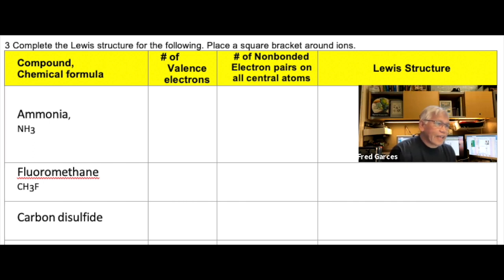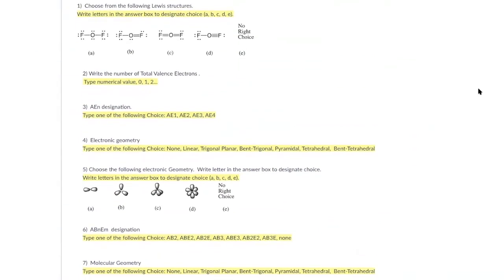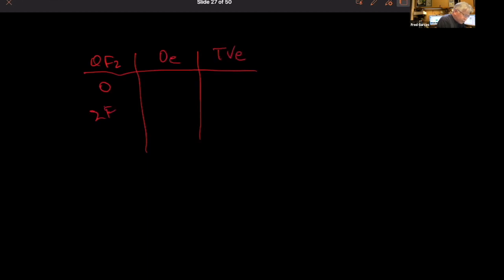So let's do an example in one of these so that you can see how it works. So I'm going to share my screen here with one of the examples. Let's take a look at this one, OF2. To show you how simple this is: 2 fluorines, octet electrons, total valence electrons. This is going to be 8, 2 times 8. That's 16. That's a total of 24.